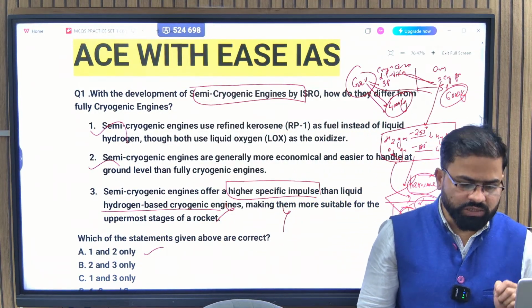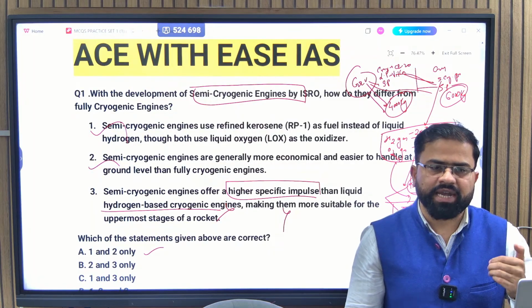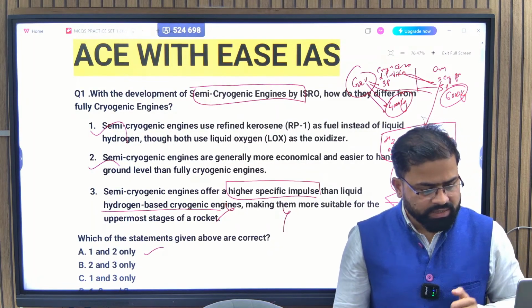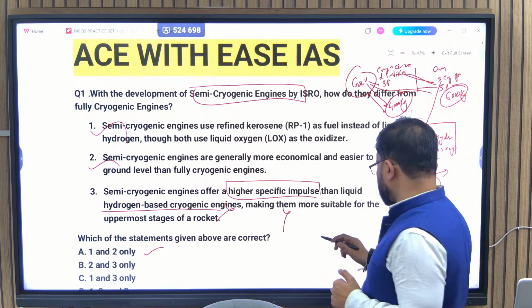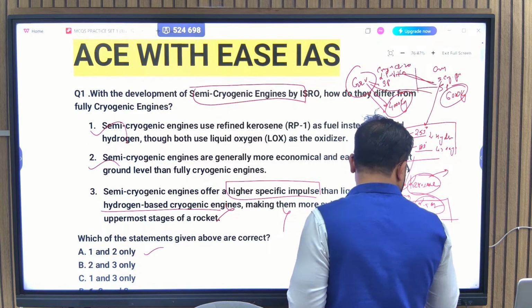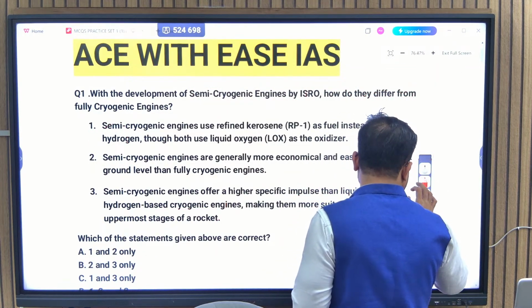The weight carrying capacity of GSLV, it will be enhanced. How much will it become? It will become 6,000 kg. Is it okay? So the answer will be 1 and 2.